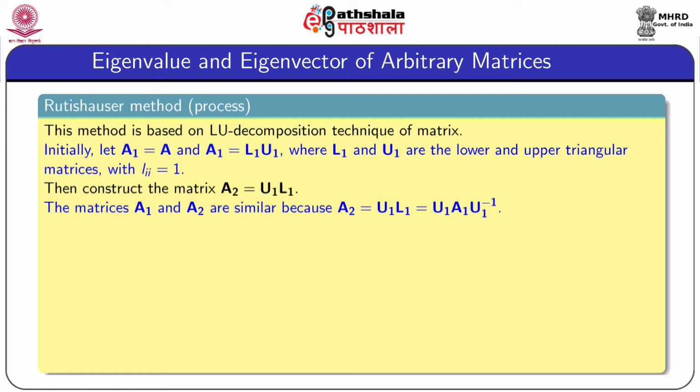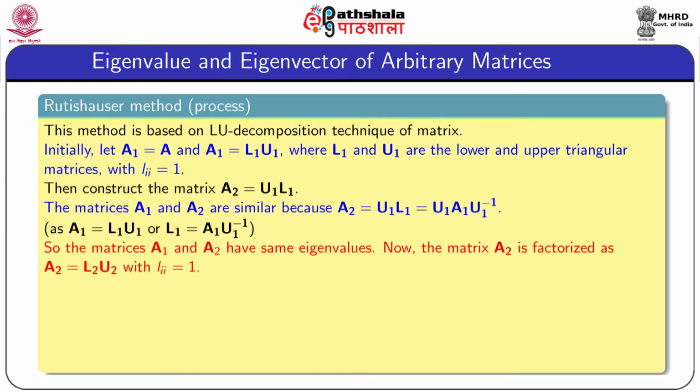Note that the matrices A1 and A2 are similar because, by definition, A2 equals E1 into L1, which is equal to E1 into A1 into E1 inverse. That means L1 is nothing but A1 into E1 inverse, since A1 equals L1 E1, or L1 equals A1 into E1 inverse. So, using this relation, it is easy to observe that the matrices A2 and A1 are similar matrices. So, the matrices A1 and A2 have the same eigenvalues because they are similar.